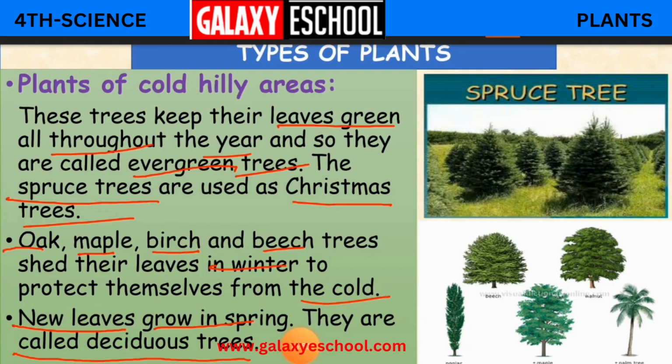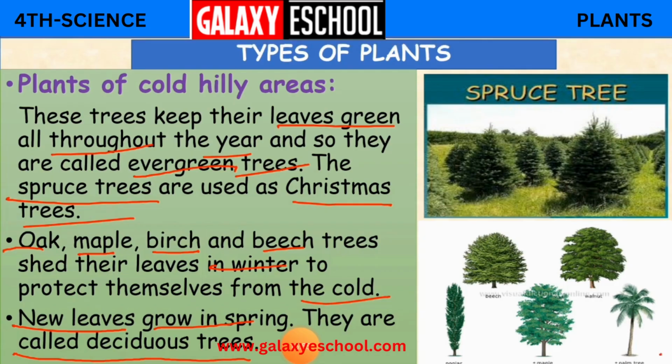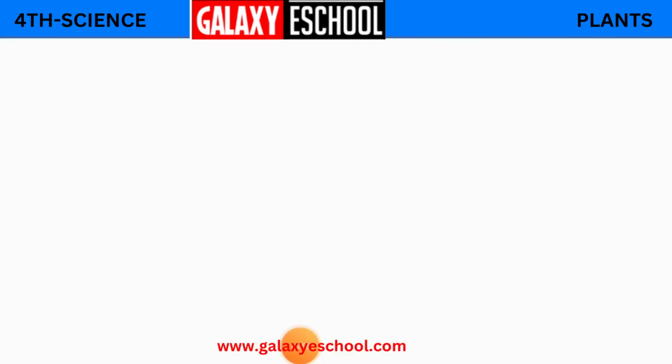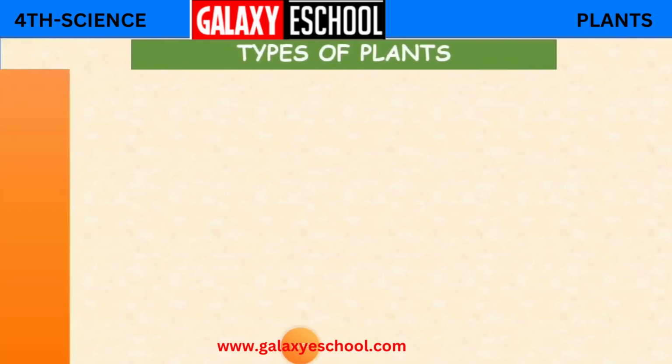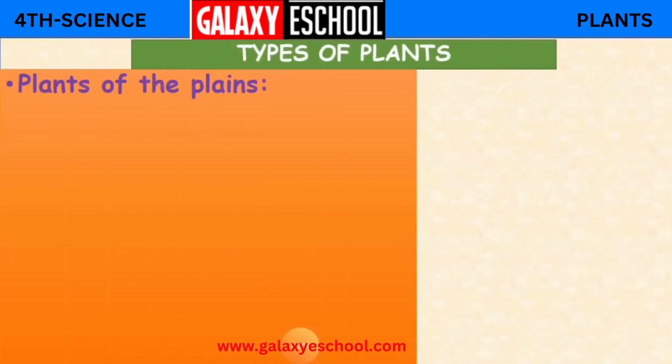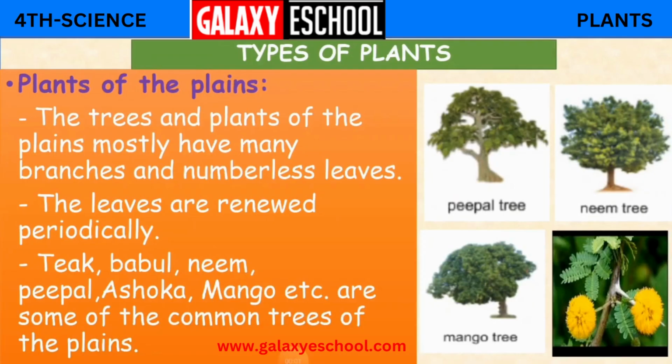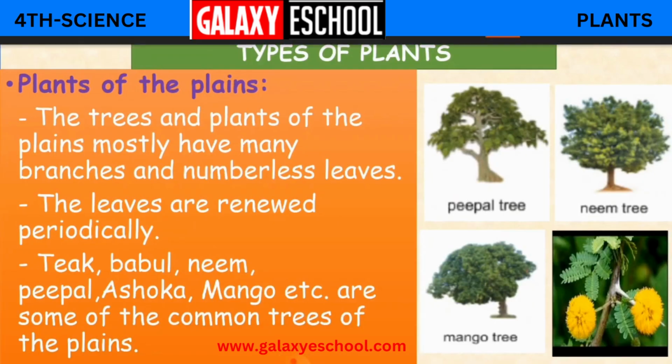Clear, children? Yes. So again, the other type of plants. Children, what are plains? Plains are flat surface land areas. Actually, plains means flat surface land areas where we can see rivers or mountains, or wherever you have a flat surface land area, you call it plains.